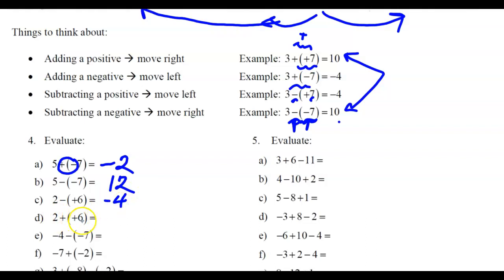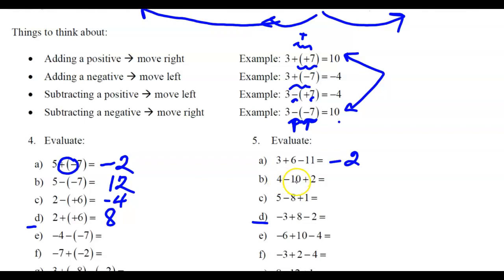And then adding a positive is just like adding, so that's 8. Okay, so I'm going to stop there. I'm going to go across to these 4, and then you're going to finish the rest. These don't have the brackets, so you literally do what it says. So it says 3 plus 6, so that's 9, and then you go to the left 11, so that's -2, because 11 is bigger than 9, so it's going to go into the negatives.